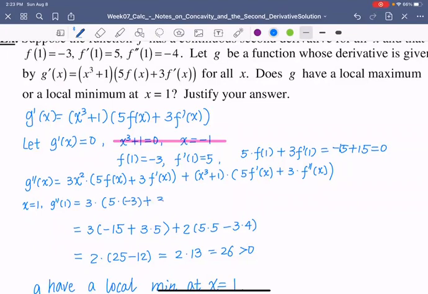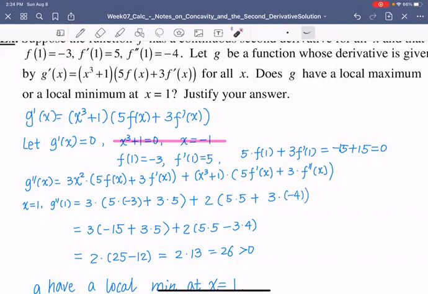Plus 3 times 5. And then we can add, since 1 cubed is just 1, plus 1 is 2, times 5. We know f prime is just 5. And then we can add 3 times, and we already know f double prime of 1 is just -4. So 3 times -4.